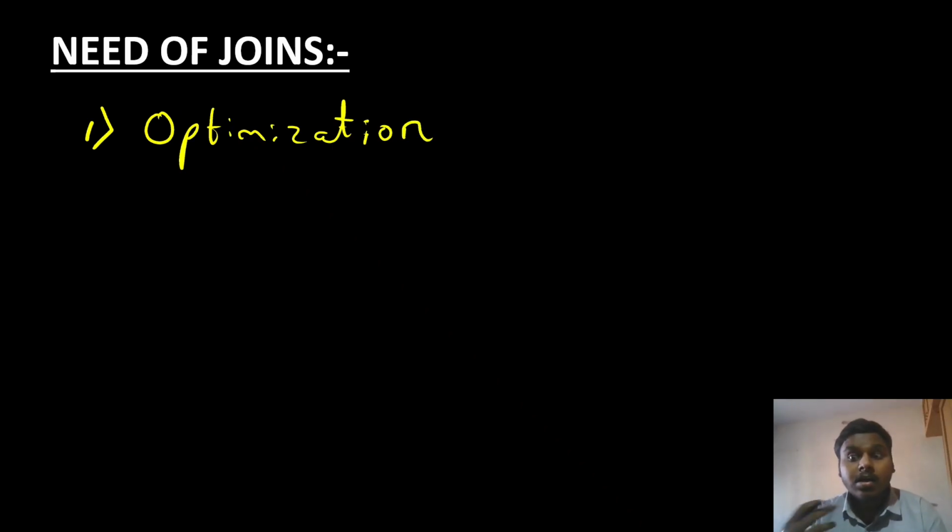Now, why do we need joins? Let's move to the technical part. The first main reason is optimization. Sir, what is the meaning of the word optimization? Now, you have seen in subqueries that whenever we increase the number of conditions, the number of lines of the query increases. Whenever we use multiple tables, the number of lines of code also increases.